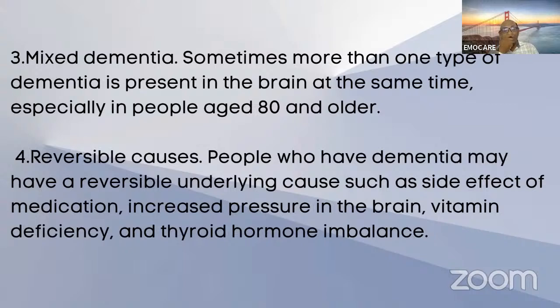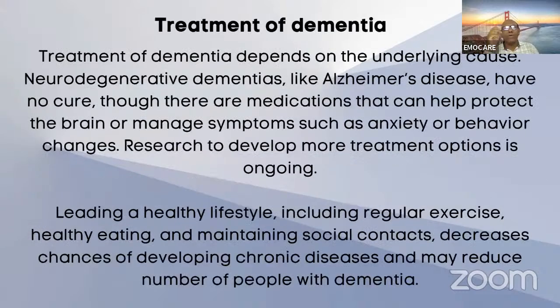And reversible causes: one is vitamin deficiency, thyroid hormone imbalance, and side effects of medication. So these are the aspects the doctor will be taking care of. So treatment, it depends upon the client. For Alzheimer's, there is no cure. There may be some medications, but they don't cure. You can only slow it down to some level. But there are therapies which can really help the people with dementia.